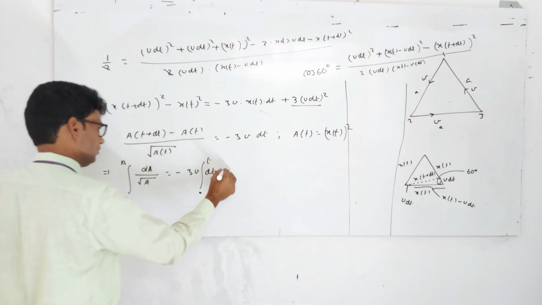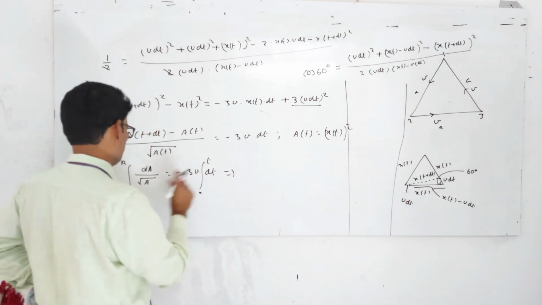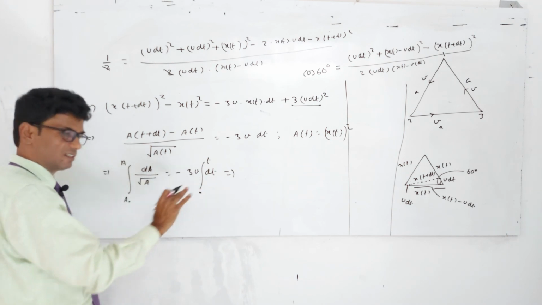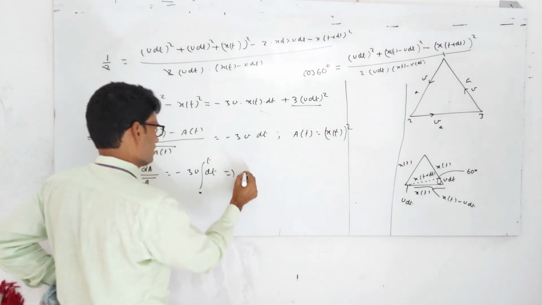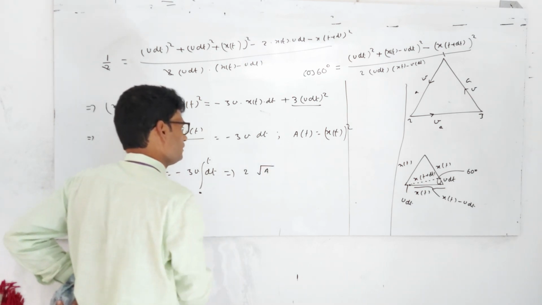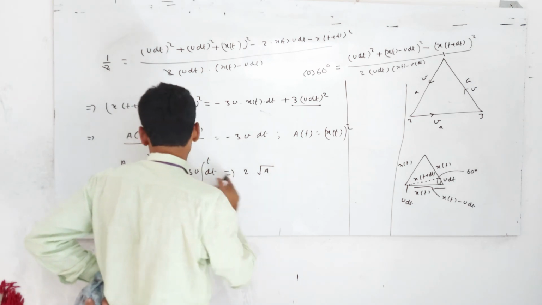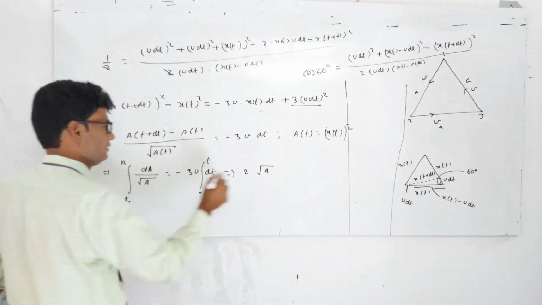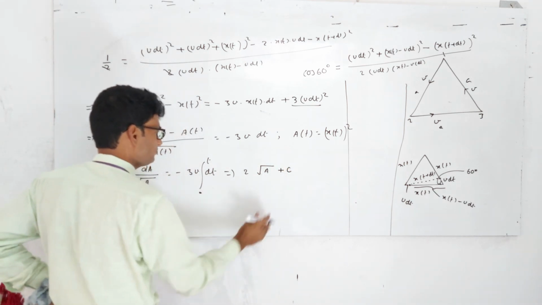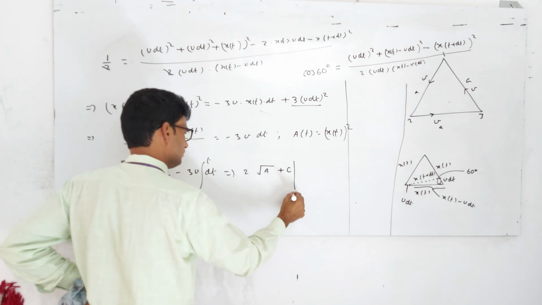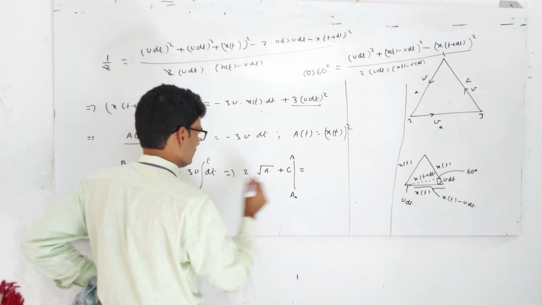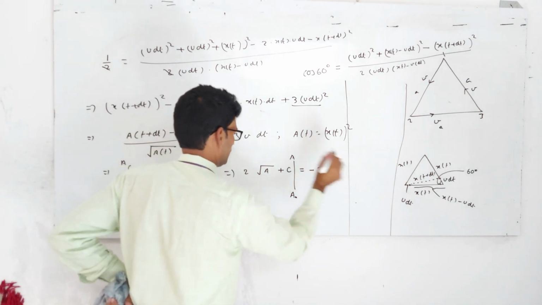0 to t. Now this implies this is a to the power of minus half plus 1 divided by minus half plus 1 plus c. So this is twice under root a, c, the antiderivative constant, is 0 to a, and this is equal to, look at here, minus thrice v into t.